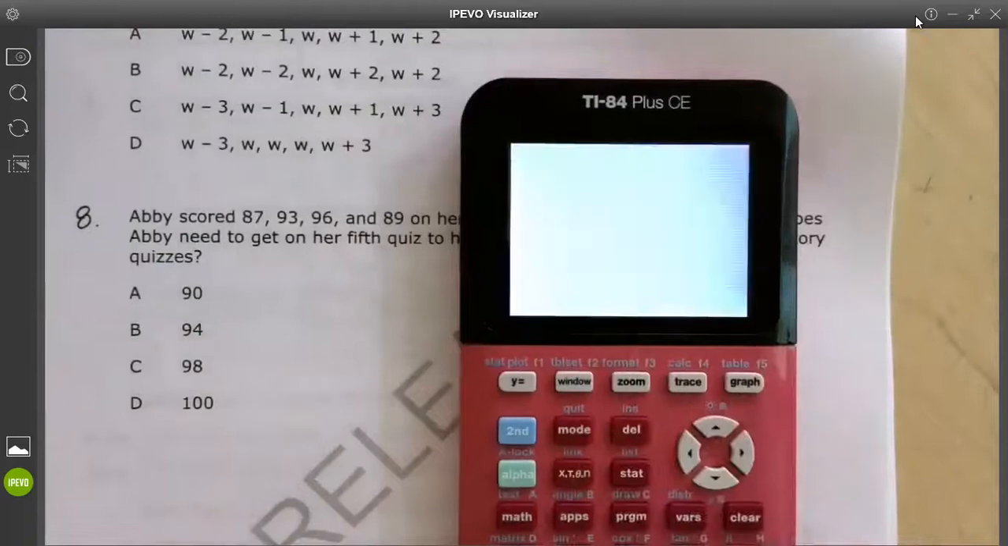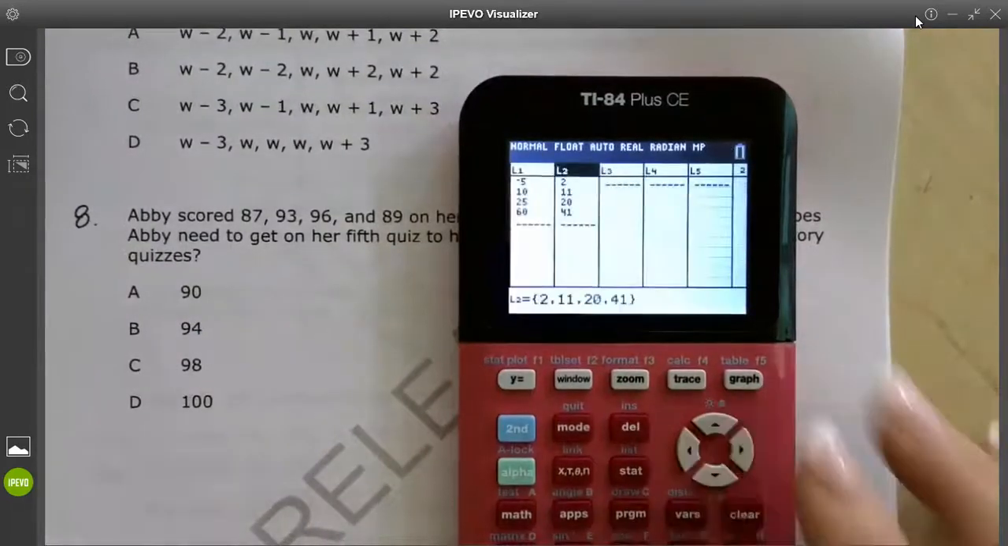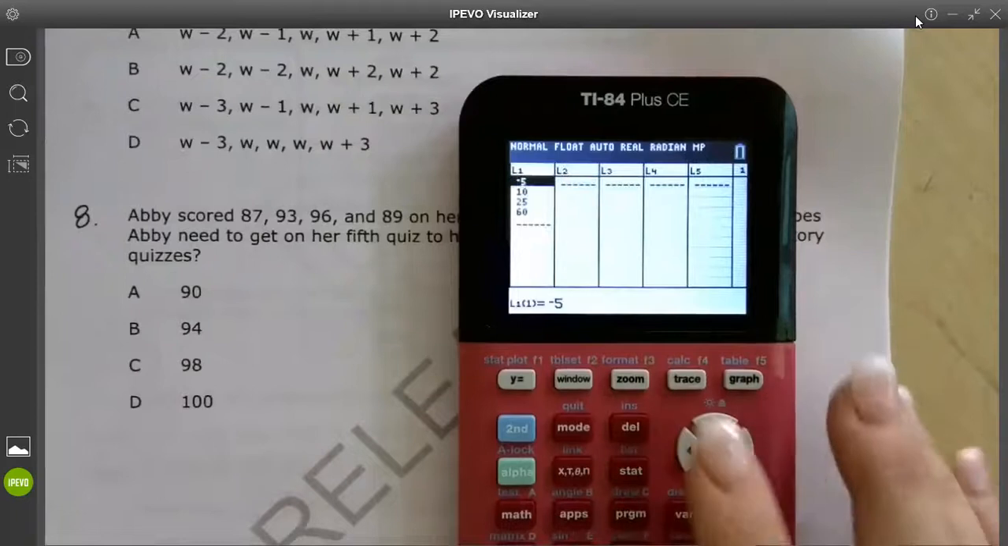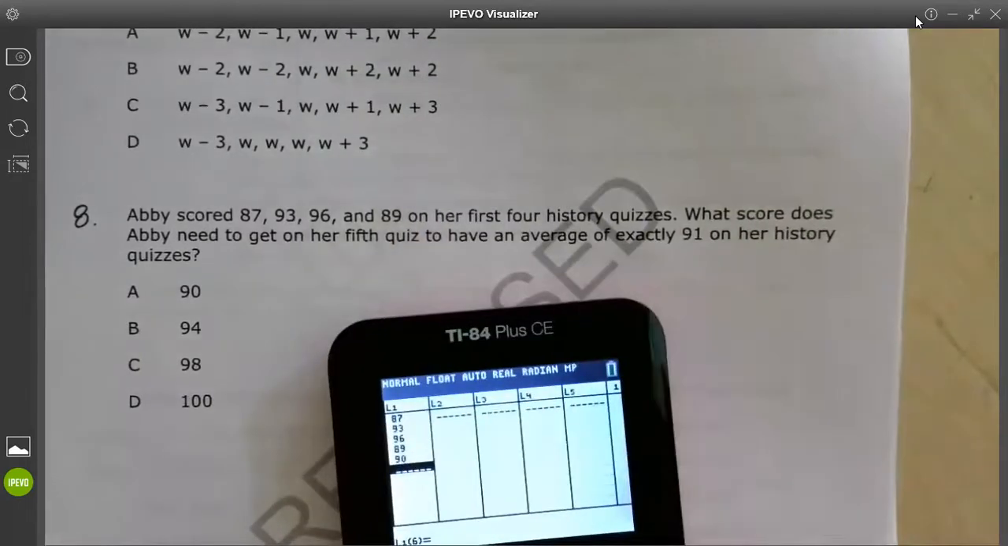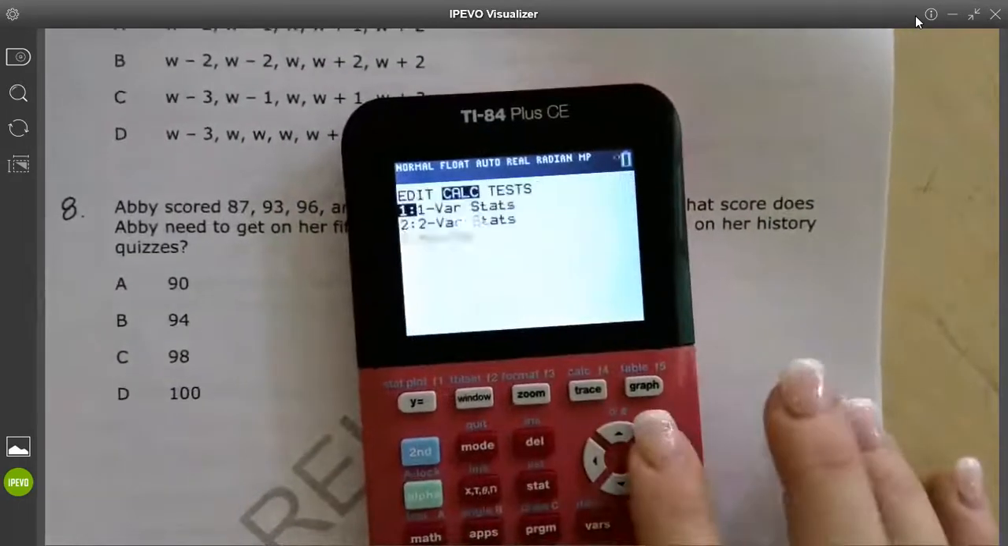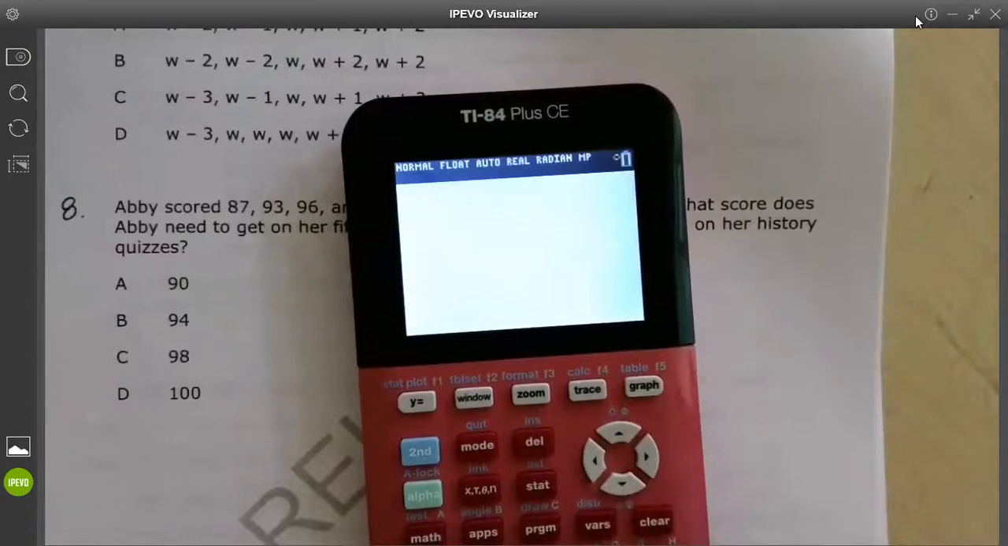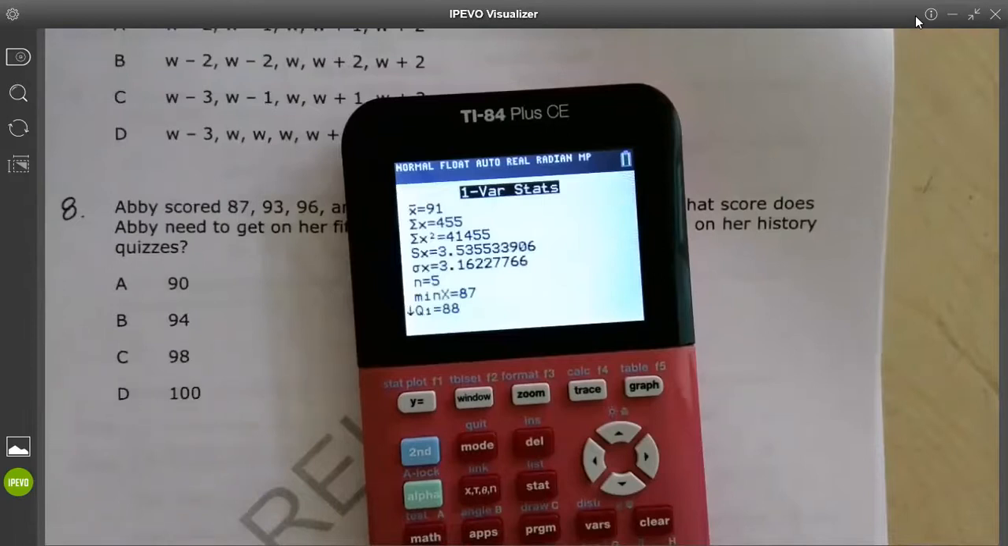So what I would do for this question is go into stat, take out those L2s, they don't matter, and type in the grades she already has. And then start with answer A. I'm going to do my stat and my 1-var stats and see if I get a mean of 91. That's all I'm going to do. So I don't even have to do any work. Stat, calc, 1-var stats. Is my mean a 91? Yes. Everybody see that? That should be my answer.